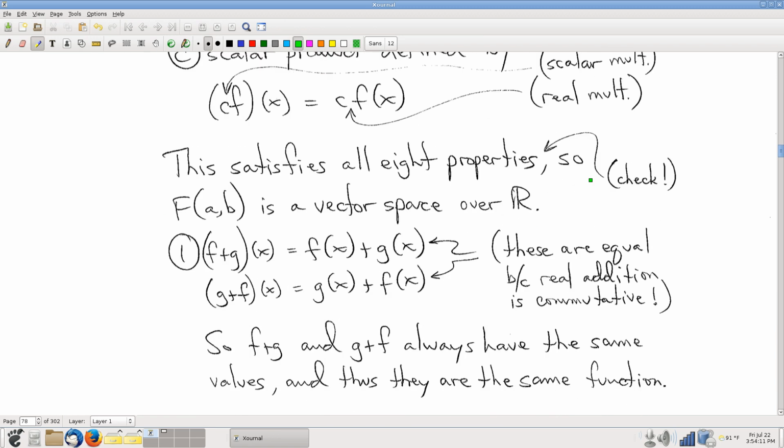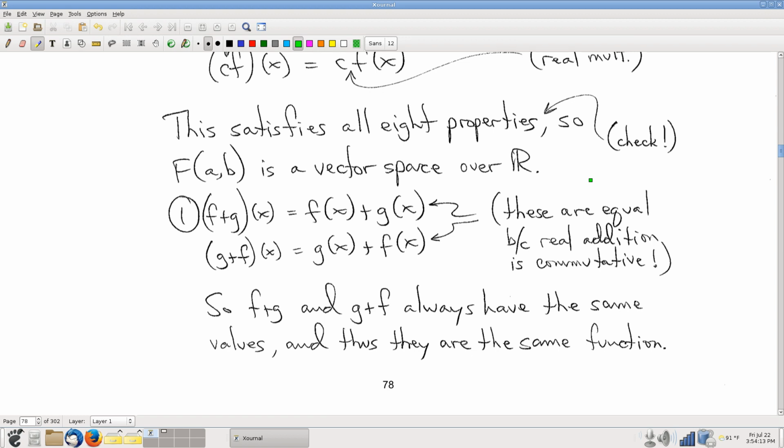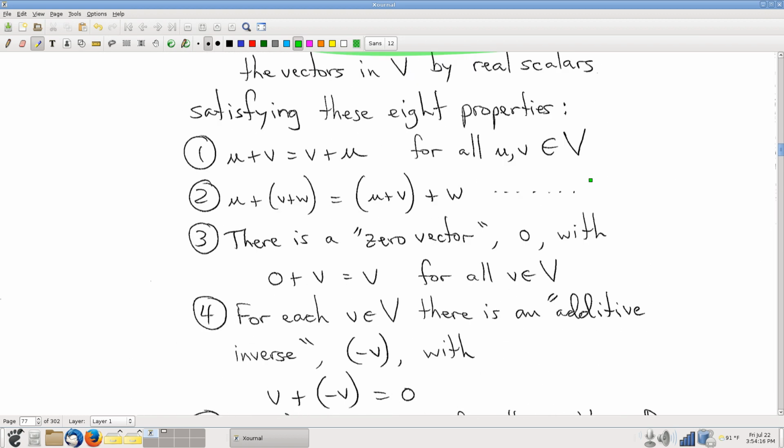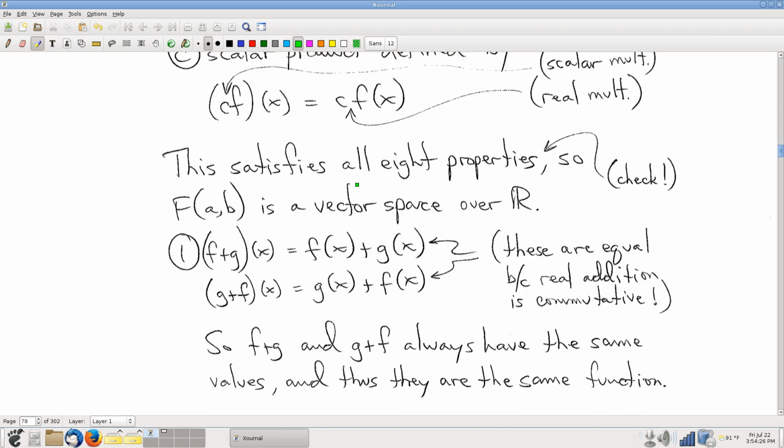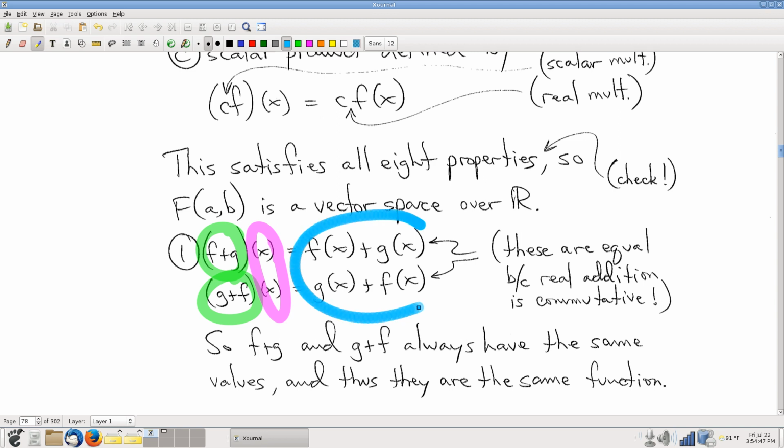Okay, so here's how we check the first property. The first property says I need to confirm that adding, if you switch the order that you're adding, that you get the same result. Okay, so said differently, I need to show that this function f plus g and this function g plus f are the same function. Okay. Now, how am I going to show that these are the same functions? Well, I'm going to show you they're the same functions by evaluating at the same input value and confirming that we do indeed get the same output value.